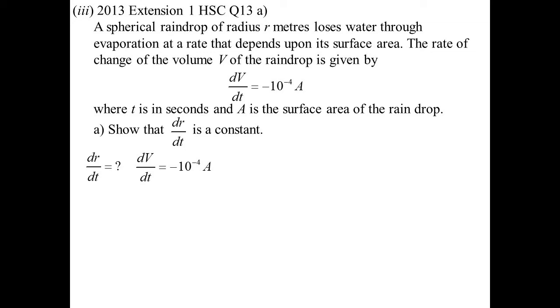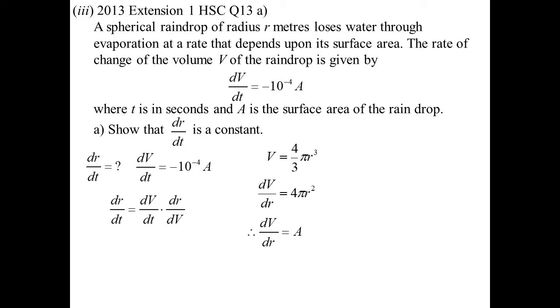We know dV/dt. So I would now like a link between V and r. Well, we know the volume of a sphere is 4/3 pi r cubed. So dV/dr is 4 pi r squared. 4 pi r squared actually happens to be the surface area of a sphere. So dV/dr actually turns out to be a.